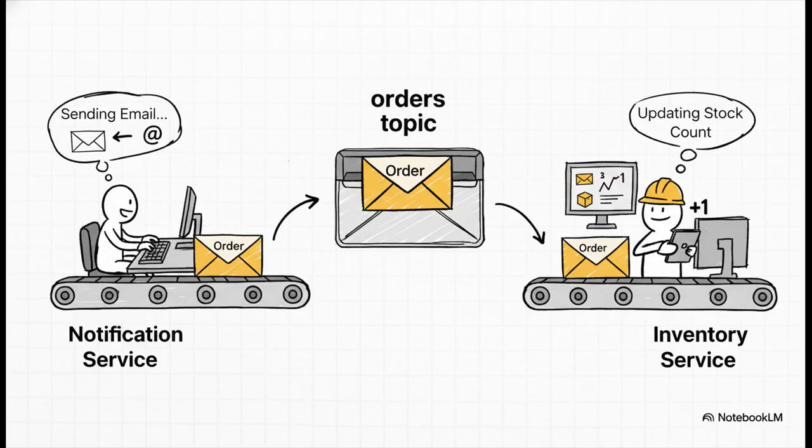The notification service sees it and fires off a confirmation email. At the exact same time, the inventory service also sees it and updates the database. And the best part? They don't even need to know the other one exists.